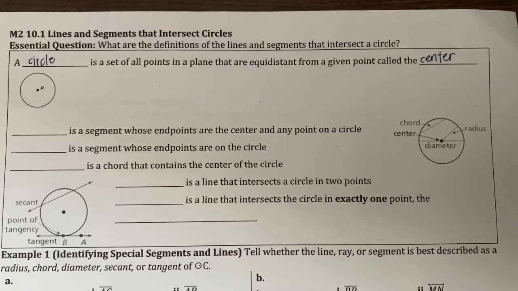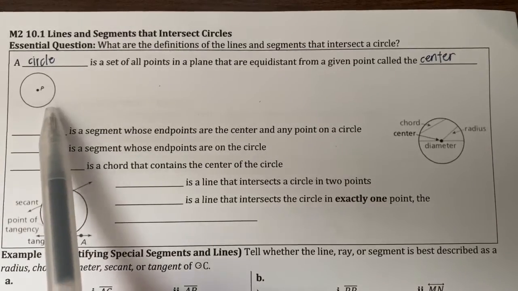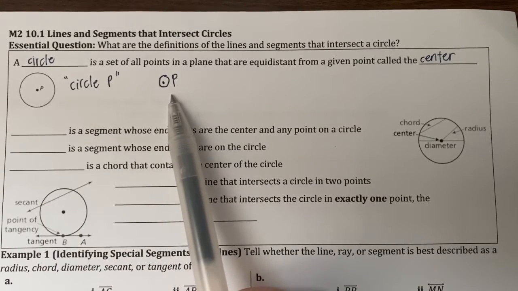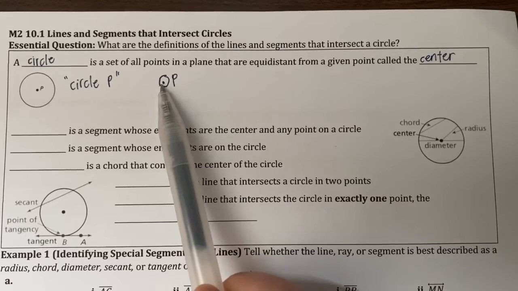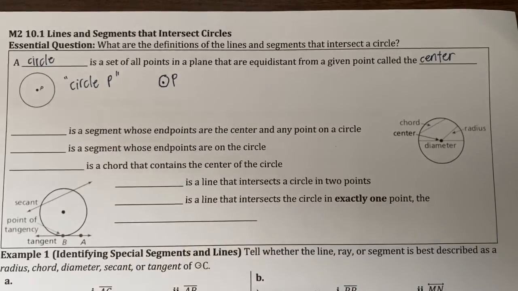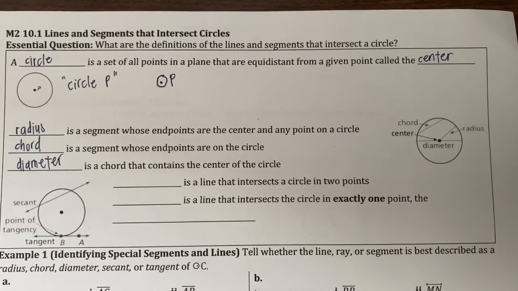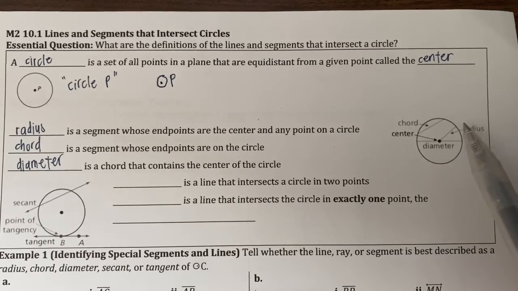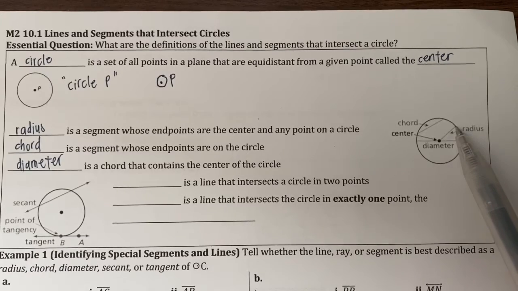A circle is defined to be a set of all points in a plane that are equidistant from a given point called the center. Here we have a circle with center P, and we can call this circle P. We can use this notation, a circle with a little dot on the inside, P, and this is just notation for circle P. A radius is a segment whose endpoints are the center and any point on a circle. Here is our radius. The endpoint is at the center of the circle, and it ends at a point on the circle.